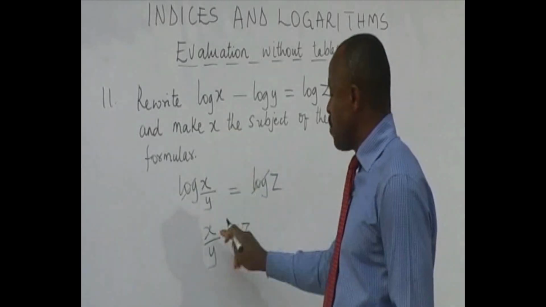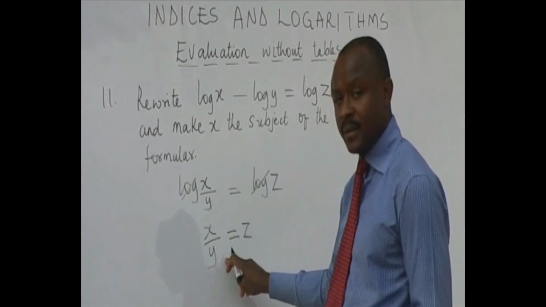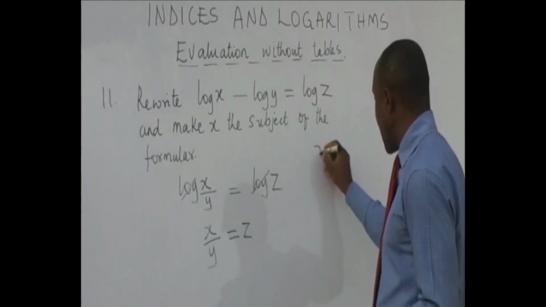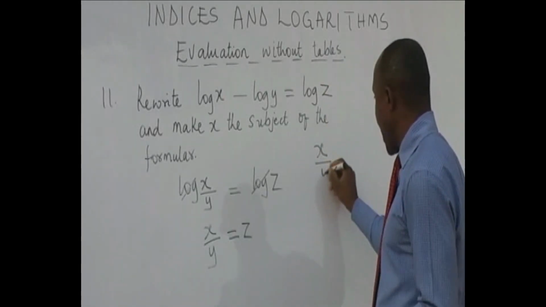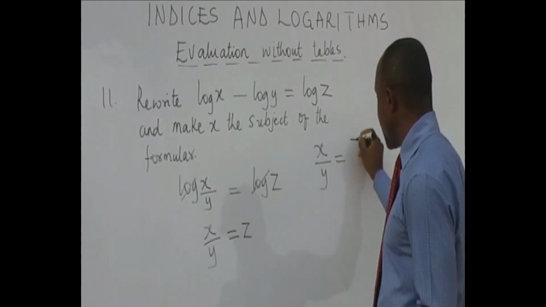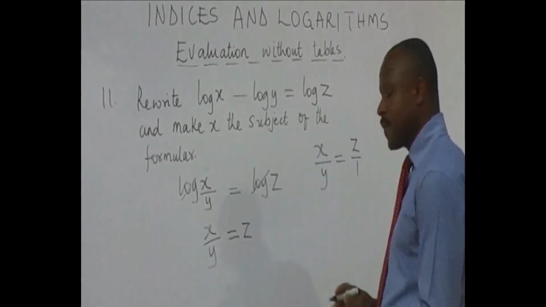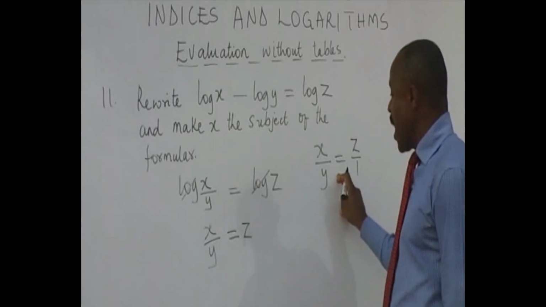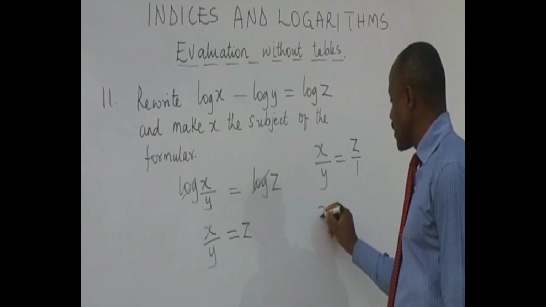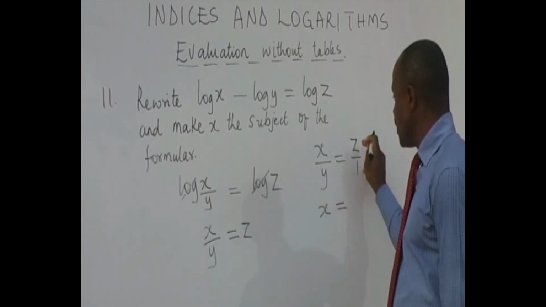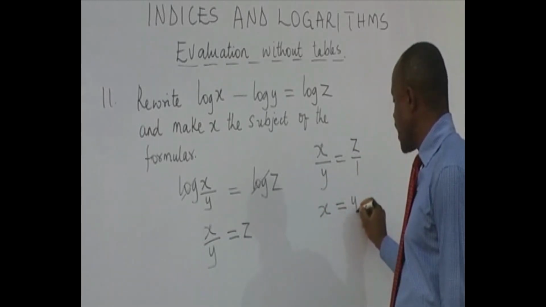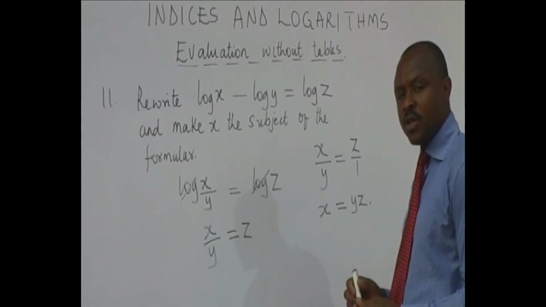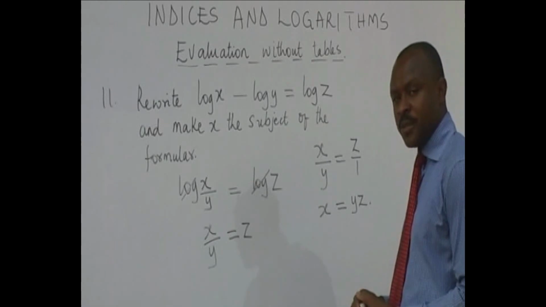The question said we should make x the subject of the formula. So let's write z as a fraction. We are going to have x all over y is now equal to z all over 1. At this juncture, if you cross multiply, discover you have x times 1, which is x, will now be equal to z times y, which is yz or zy. And that has brought us to the end of that question.